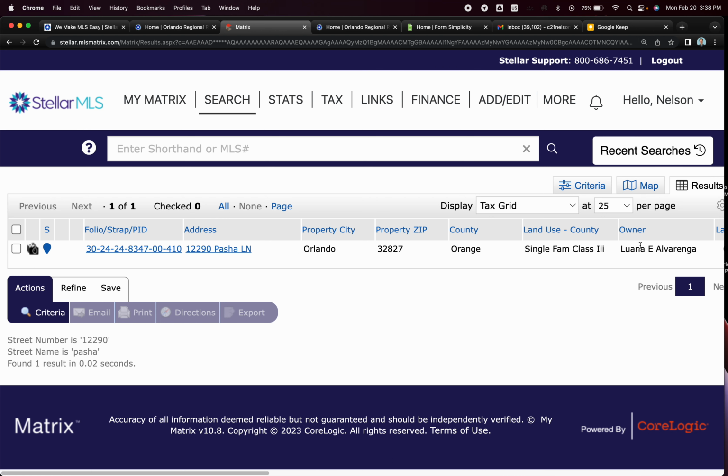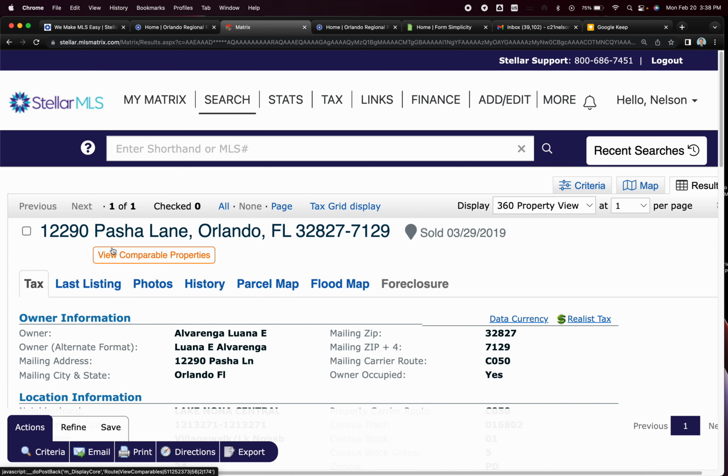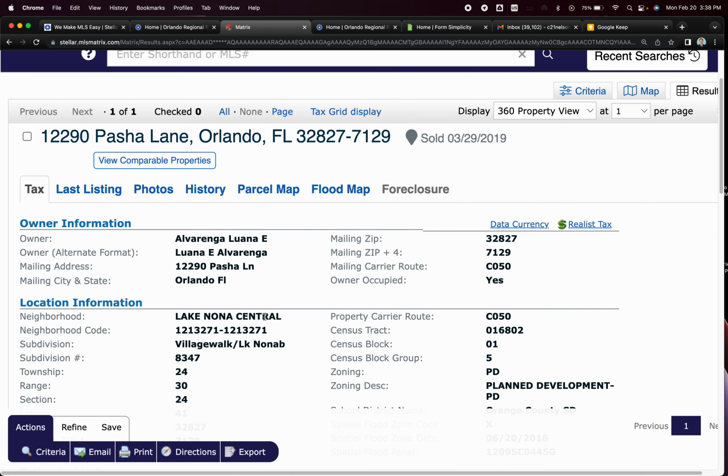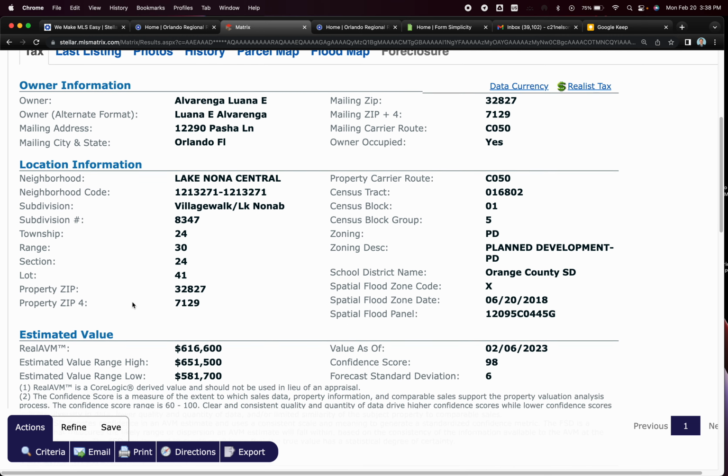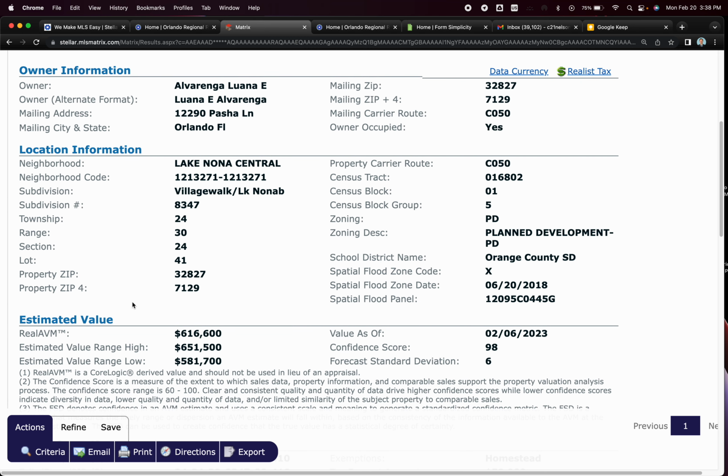This is in my wife's name, and you click here, and there's all the information about this property. If you look up here, the tabs: last listing, photos, history, a lot of information on public records about this property. So there are some things that you will need to do a CMA. Number one is the subdivision name. If you look here, subdivision, there it is right there, Village Walk / Lake Nona B, but we only need Village Walk, and that's enough.